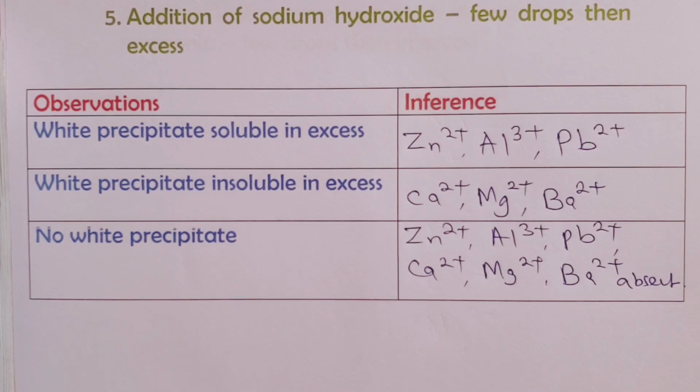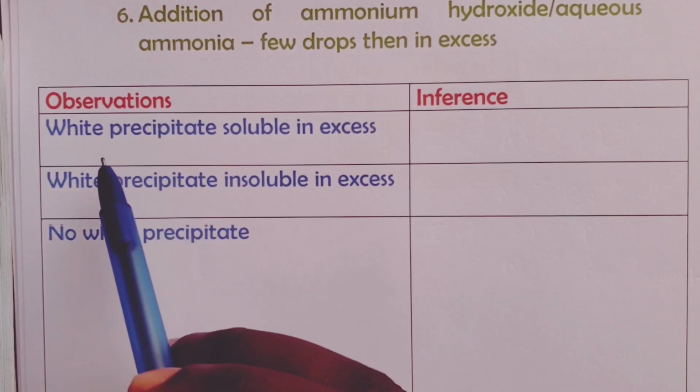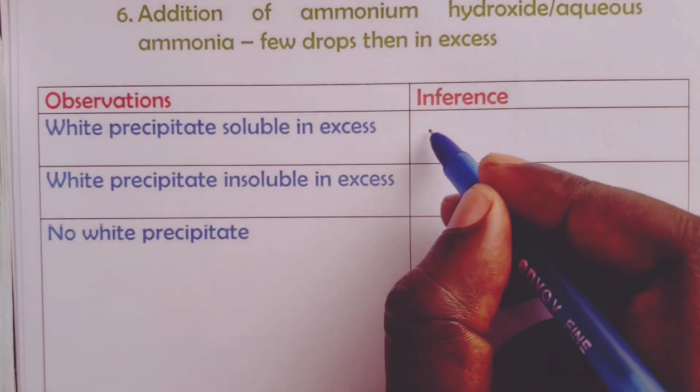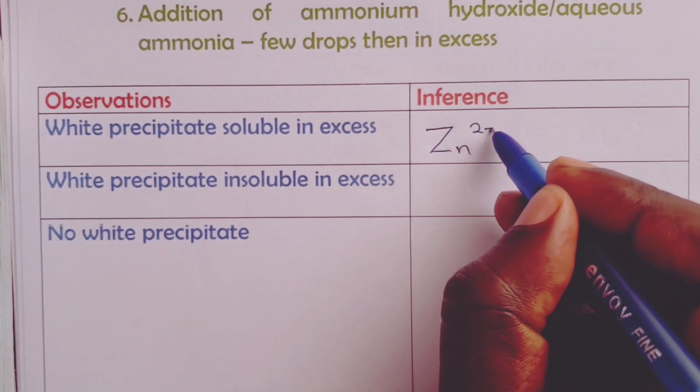To now aqueous ammonia, or what we normally call ammonium hydroxide. This substance has those two names. So if you are asked to add ammonia and on the bench you don't see aqueous ammonia, instead your teacher supplied you with ammonium hydroxide, please, it is one and the same thing, either aqueous ammonia or ammonium hydroxide.